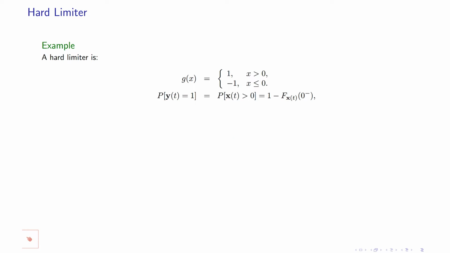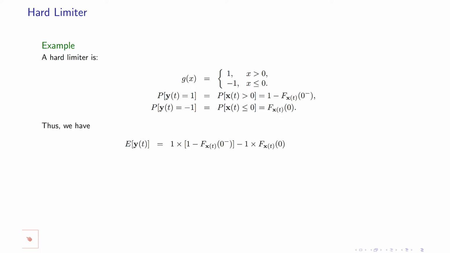Now, in this system, the probability that y of t is equal to 1 is the probability that x of t is positive. And obviously, this is a complementary CDF, one minus the CDF of x of t at time t. Similarly, if you want to calculate the probability of y of t being equal to minus 1, it is equal to the CDF of x at time t.